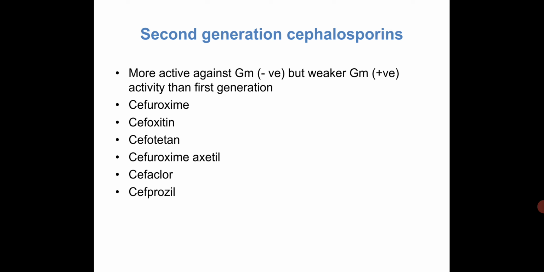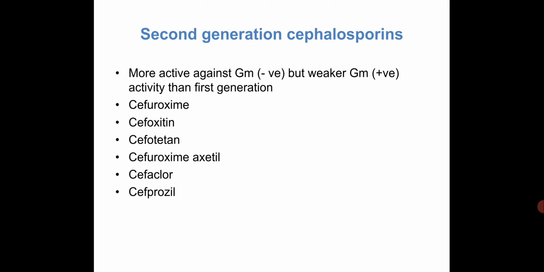Then the second generation cephalosporin. Nowadays we are not using the second generation cephalosporin as much as the third generation, because the second generation acts on gram negative organisms and has weaker gram positive activity. But we have newer drugs. These are the third generation cephalosporins, and they are more active against gram negative bacteria. So nowadays the second generation cephalosporin is not much useful as compared to the third generation.